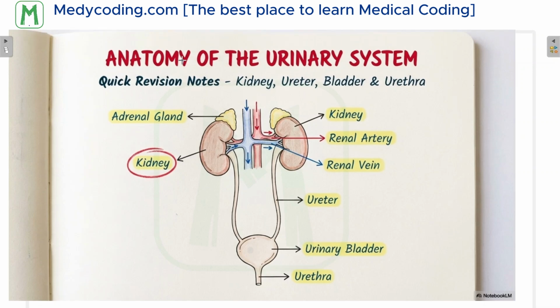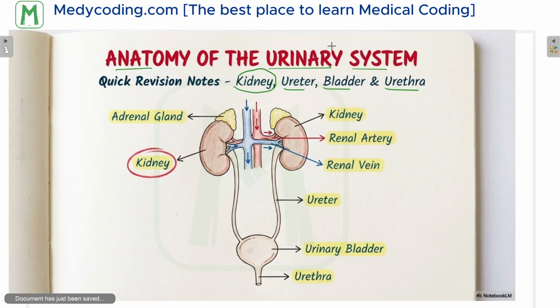So in this lecture, we are going to study the anatomy of the urinary system. The first organ is kidney. After the kidney, we will study ureter, then bladder, urethra. I will give the information that is essential for a medical coder. I will not go in depth. I will give limited information. But if you want complete information, you can go by your own.